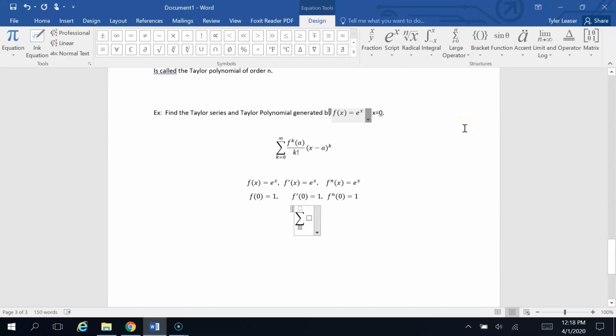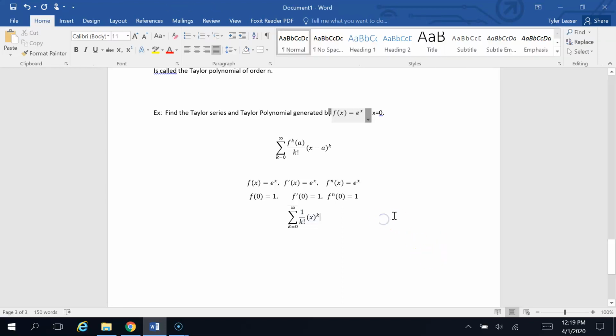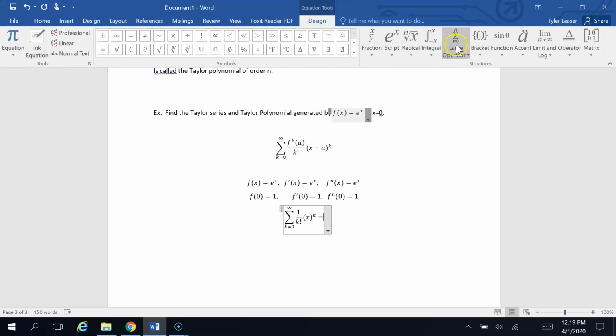Let's do k's this time, since we're really supposed to be doing k's. So the sum as k goes from 0 to infinity, our numerators here are 1s all the way down, divided by k factorial, times x minus a, which is really just x minus 0, to the kth power. So that's it. This is the Taylor series for e to the x. It's a fairly simple one. It's actually really nice and kind of cool.